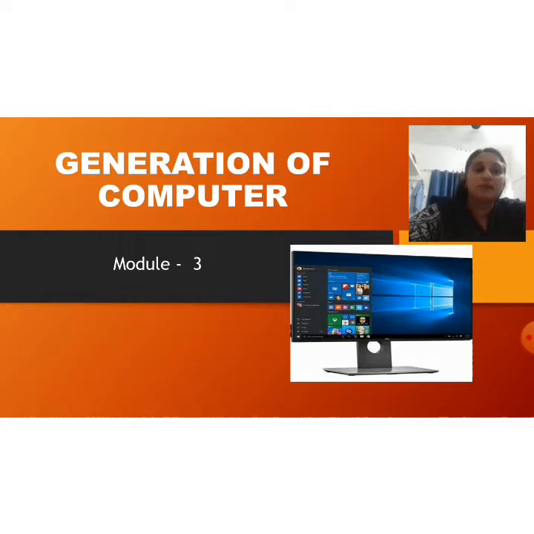In the last module, you have learned about earlier calculating devices. Today, you are going to learn a new topic, which is about generation of computer. Let me see about the generation of computer.